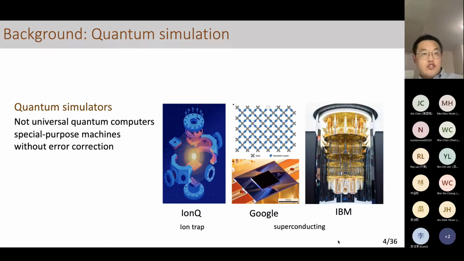Recently, researchers all over the world have used different physical systems to build quantum simulators. Like NQ used an ion-trap system to build a quantum simulator to simulate the water molecule. And Google and IBM built superconducting quantum simulators to simulate different kinds of molecules. They can be seen as the first real-world applications of quantum computers.